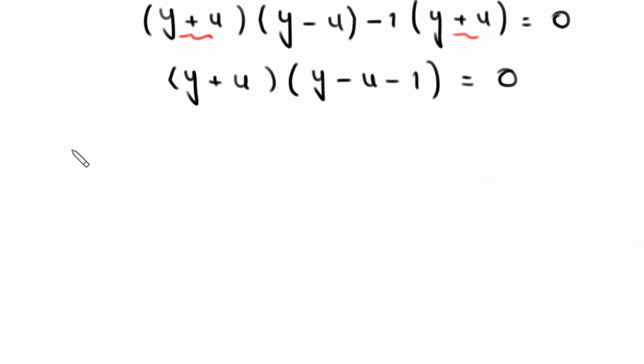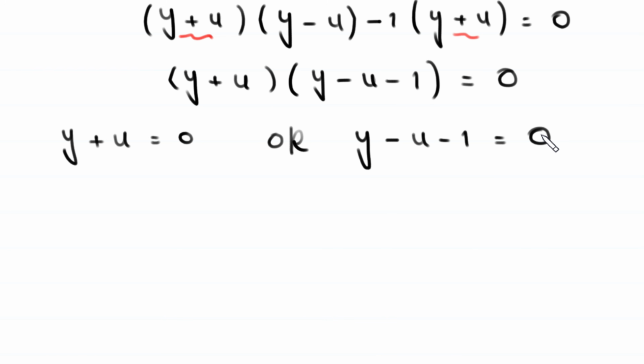Now either this expression y plus u equal to 0 or this expression y minus u minus 1 equal to 0. From this equation, if we move this y to the right hand side, this implies that u is equal to negative y, and from this equation if we move this negative u to the right hand side, this implies that u is equal to y minus 1.